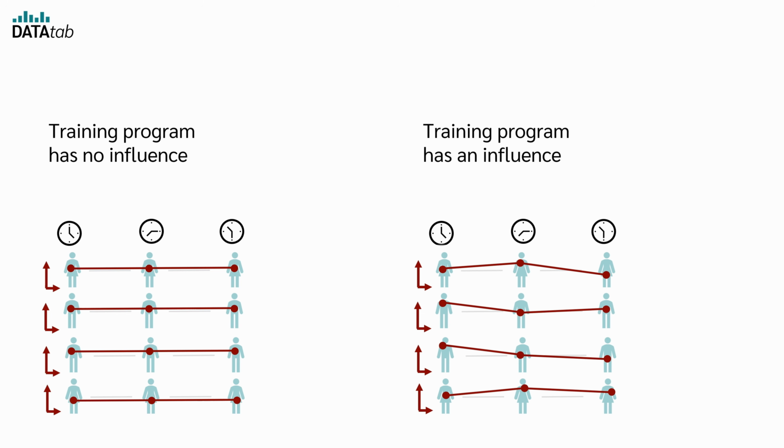In our example, the null hypothesis states that the training program has no influence on physical fitness, i.e. that physical fitness does not change over time, and the alternative hypothesis assumes that the training program does have an influence, i.e. that physical fitness changes over time.